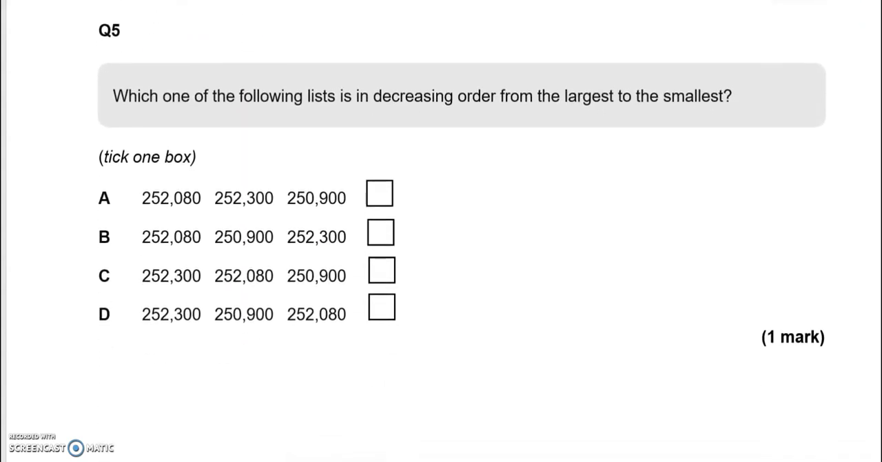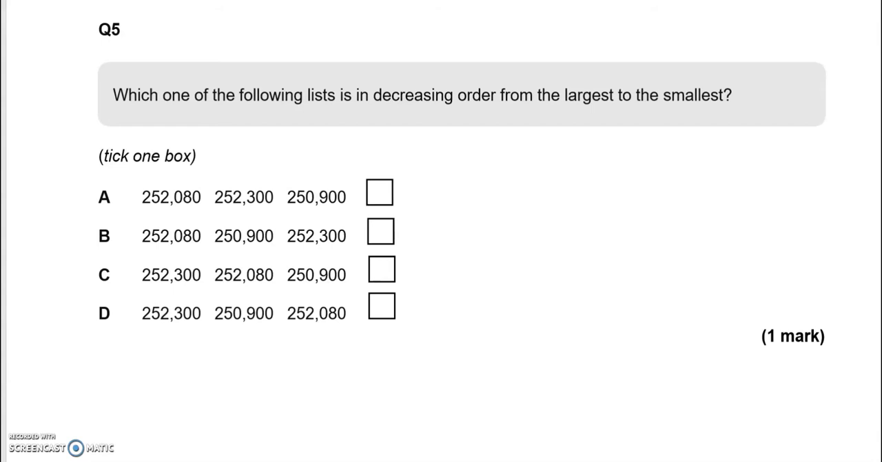Question number 5. Which one of the following lists is in decreasing order from the largest to the smallest? I can see that these numbers are the same, just put in a different order in each row. So looking at the first one, all 3 numbers have the same number of digits. So we'll need to look at the value of the first digit. We've got 2, 2 and 2. So that doesn't help us much.